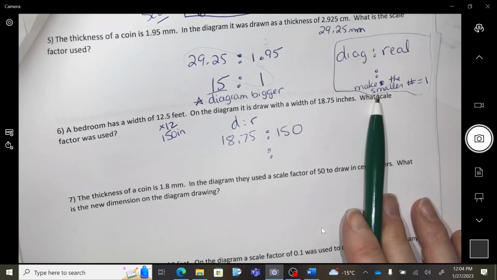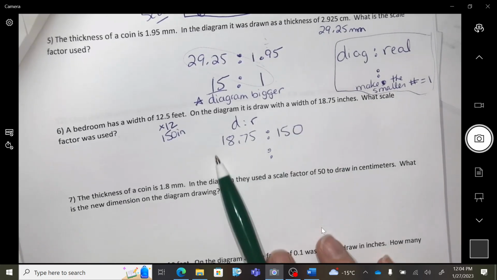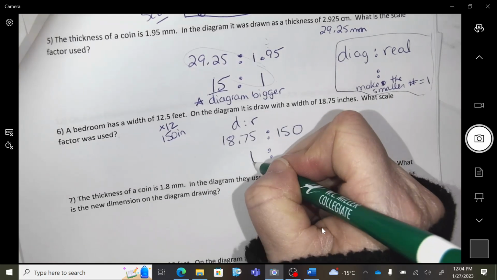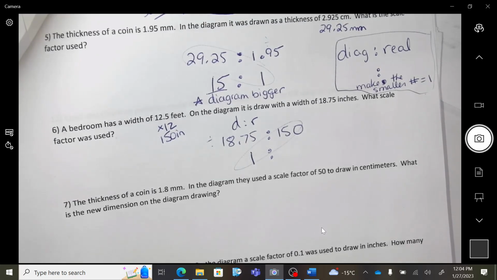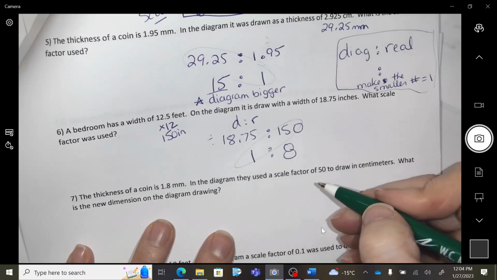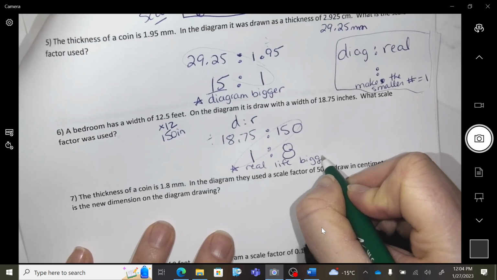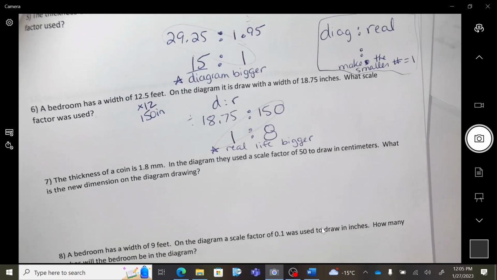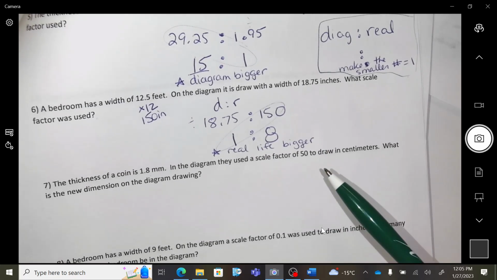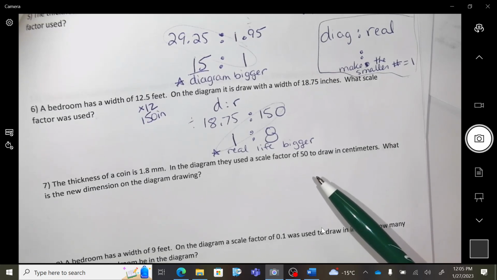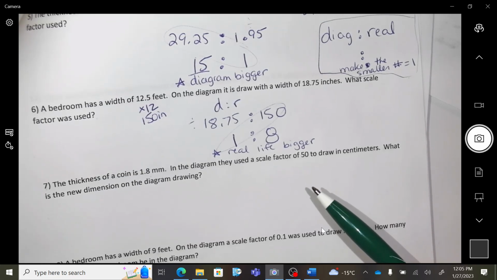Did everybody write this on their cheat sheet? Make the smaller one a 1. So which one of these will I turn into the 1? 18, times and divide. If you do want to add something to your cheat sheet, when it's written like this, 1 to 8, it means the real life thing is 8 times larger than your drawing, which makes sense because your paper version of the bedroom is smaller than the real bedroom.